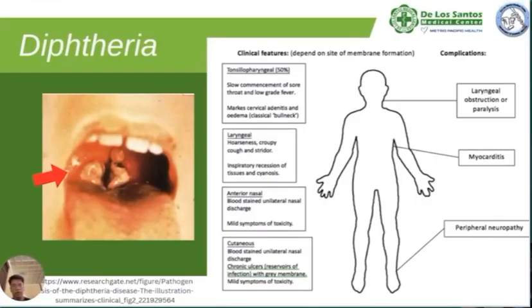So we have the local and then the systemic effects seen when the toxin spreads. The toxin produced at the site of the infection is absorbed into the bloodstream and distributed to other tissues and organs, leading to organ damage. The toxins that are released can damage the heart, causing myocarditis, the nerves, causing polyneuropathies, and the kidneys, causing nephritis.